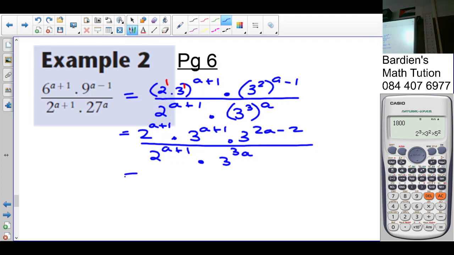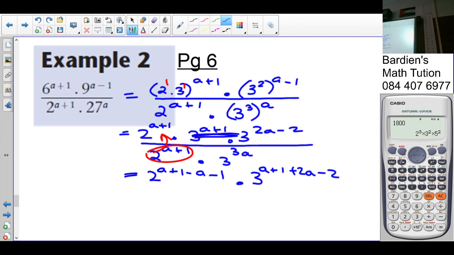Alright. So it's going to be 2 to the A plus 1. Remember this one is going to be brought up. We divide it, so what must we do? Subtract the exponents. Times, this one here would go 3 to the A plus 1 plus 2A minus 2. Why? Because I'm multiplying these two. Can you see that? I must add the exponents. And here I'm subtracting. So, divide, so I must subtract.